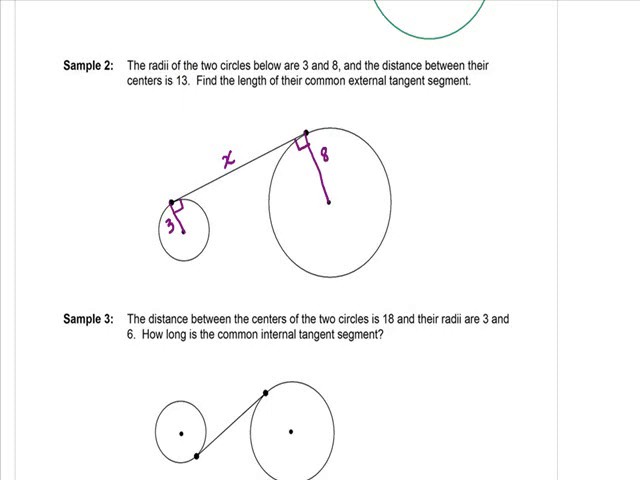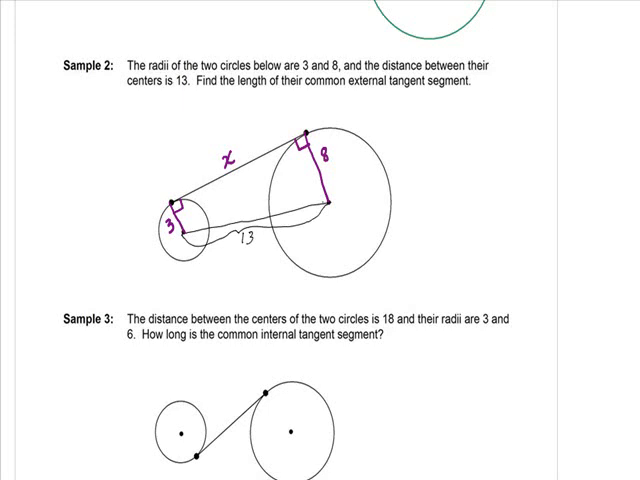And let's see. We don't know that distance. Oh, we do know that. That distance is 13. Now that 13 is not just the distance in between the circles, that's that entire segment. So I could go like that.